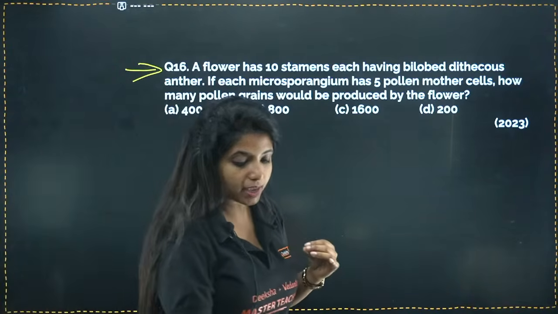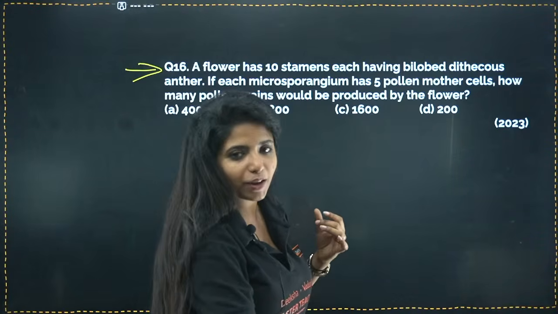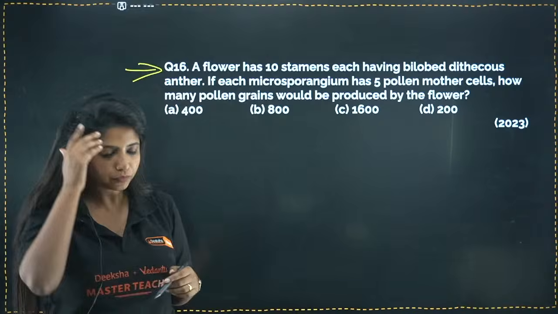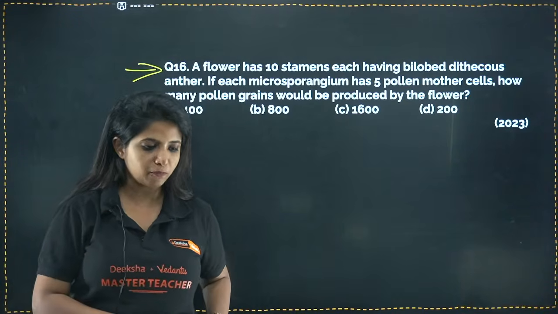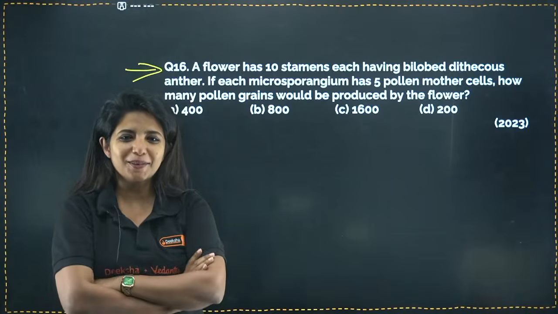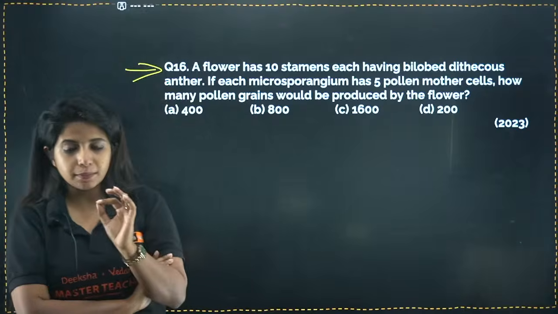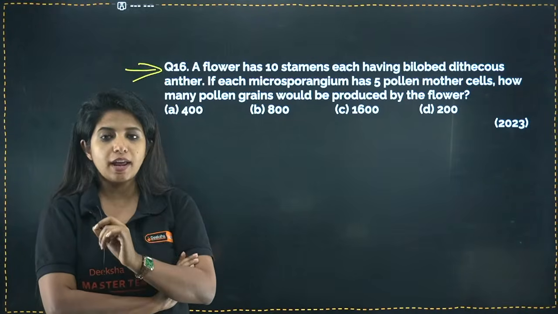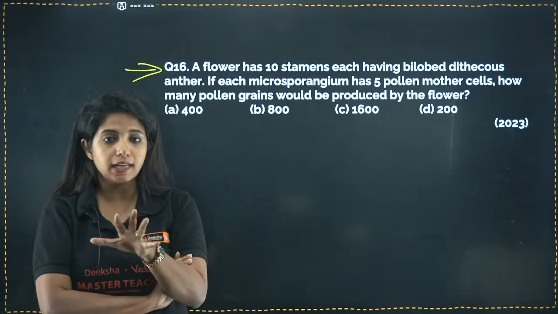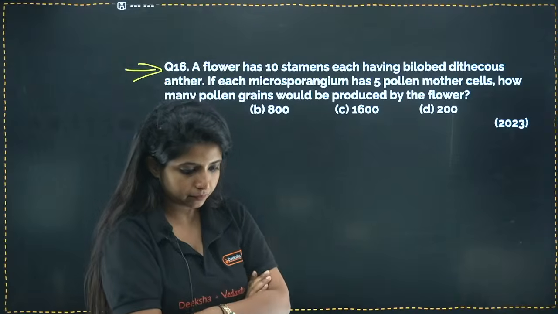This requires a high level of patience, because we all are biology students, and I agree that none of us might be loving mathematics very much, which is why I request you all to please solve this carefully. A flower has 10 stamens, each of them has a bilobed dithecous anther. If each microsporangium has 5 pollen mother cells, how many pollen grains would be produced by the flower?